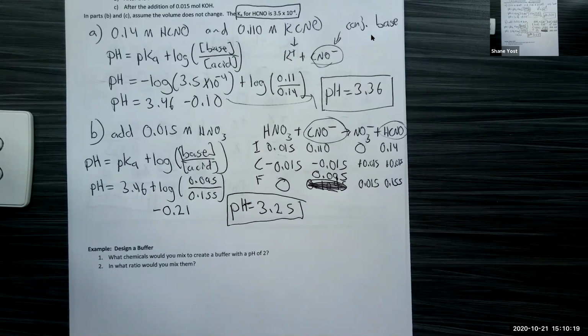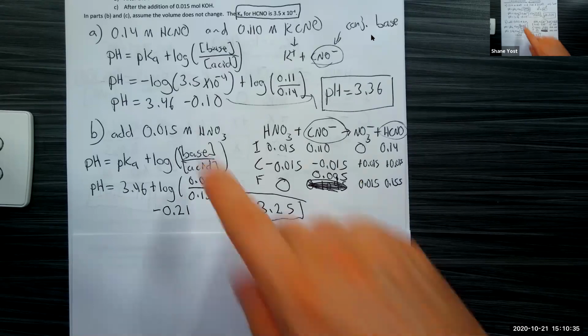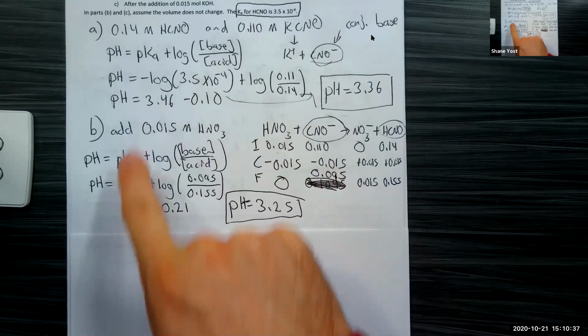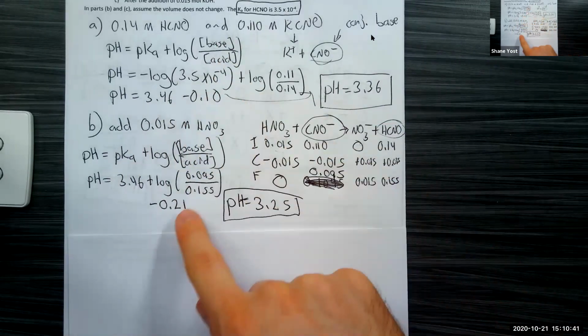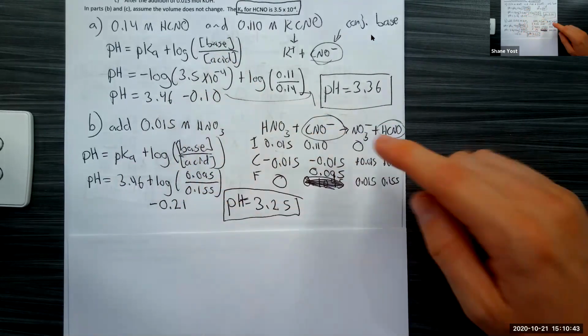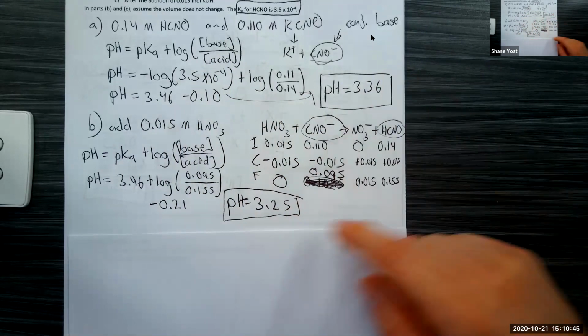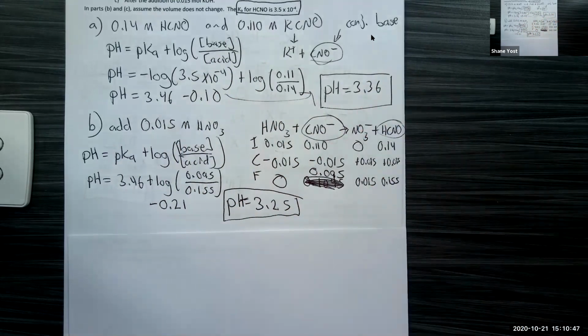Other questions about this problem? Yep. So the pKa was 3.46 in both of these, right? And then this log of the base over the acid was different between part A and B, which gave us a final pH that's different between 3.36 and 3.25.